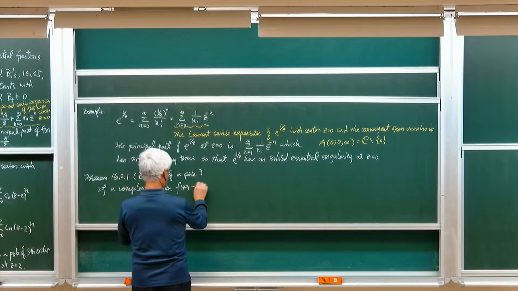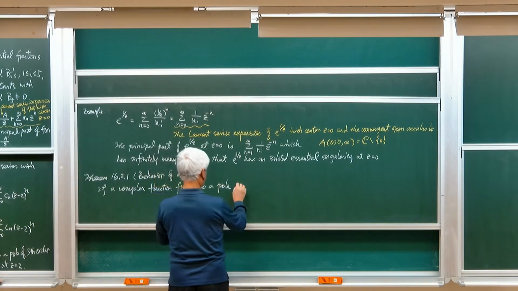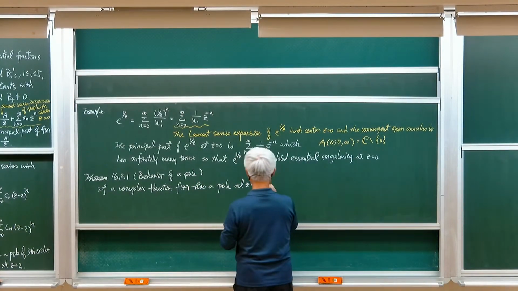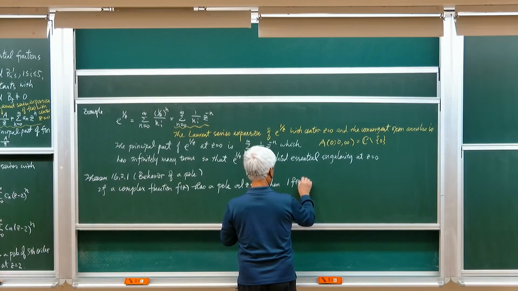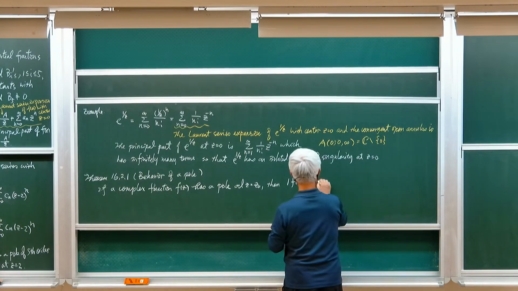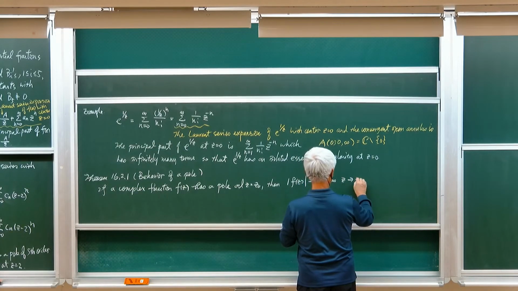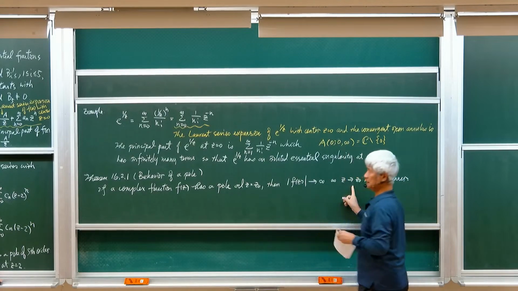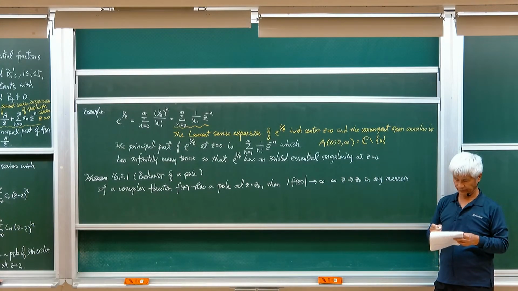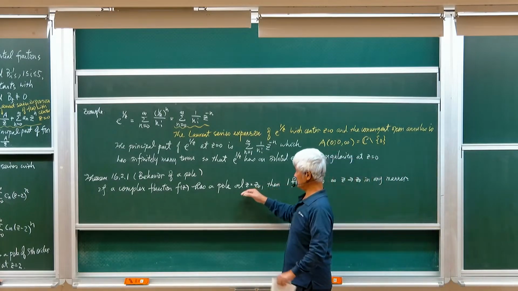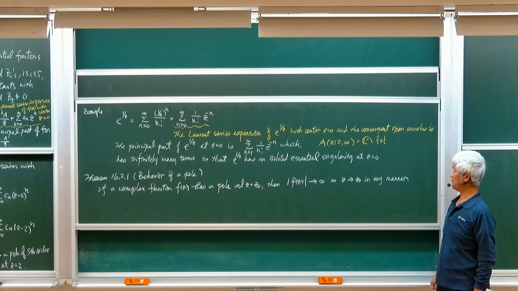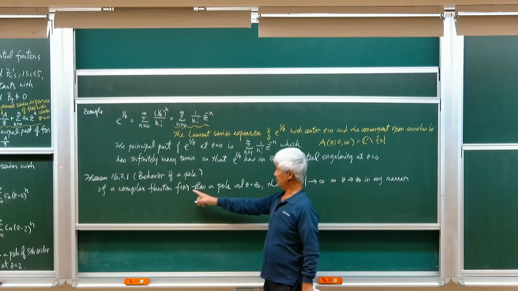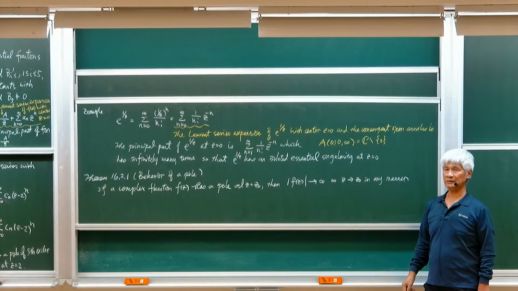So if a complex function f of z has a pole at z equals z0, no matter what the order of this pole is, then the magnitude of the function value will approach infinity as z approaches z0 in any manner. We know z can approach z0 in any manner. So it will blow up in magnitude when the complex variable z approaches z sub 0, if z0 is a pole.